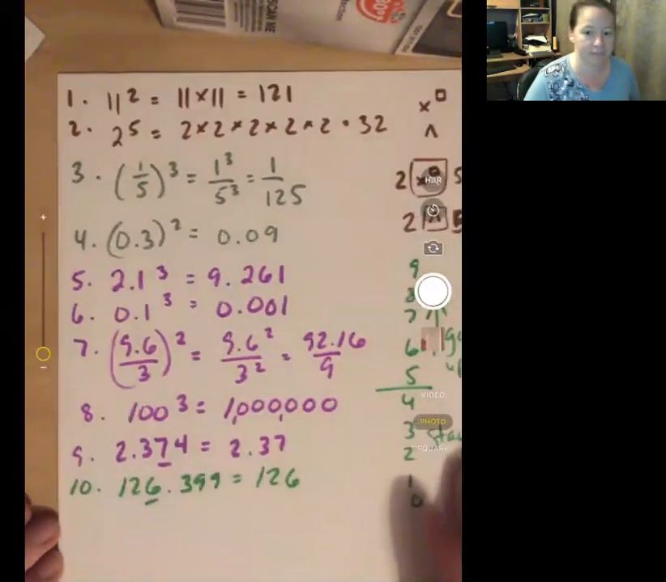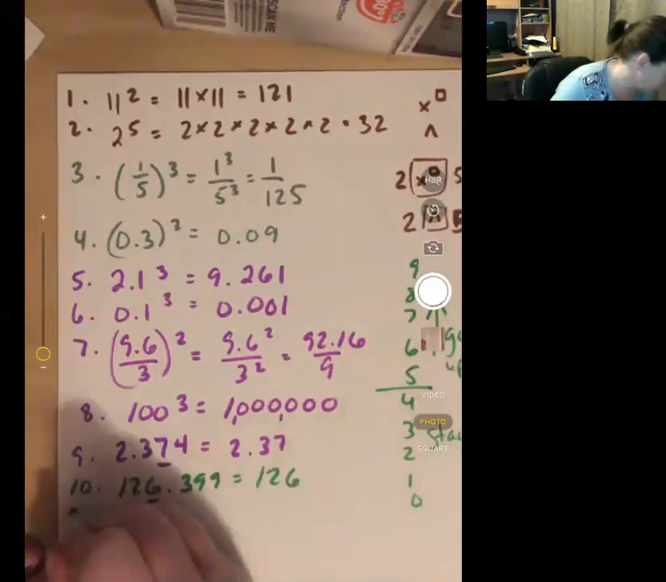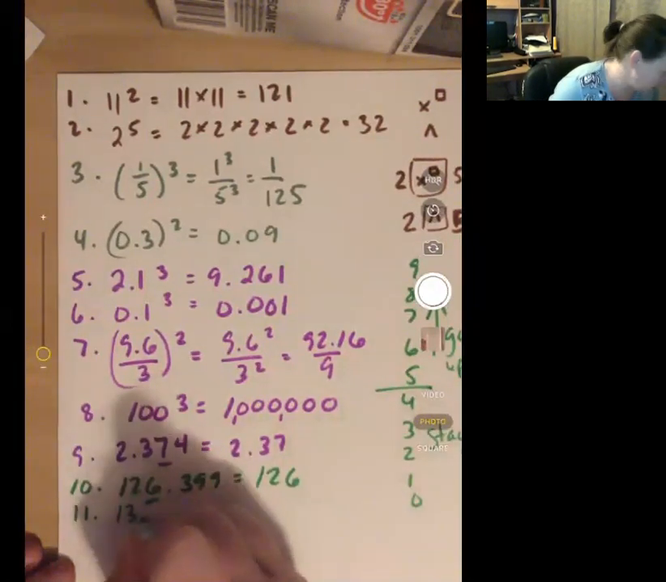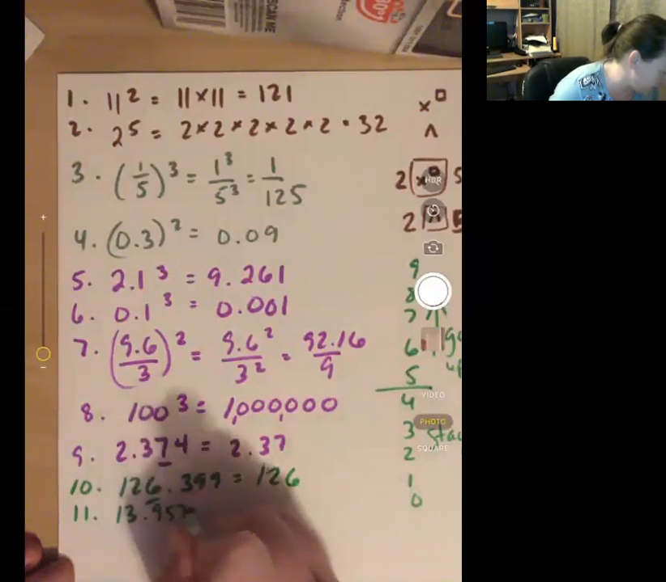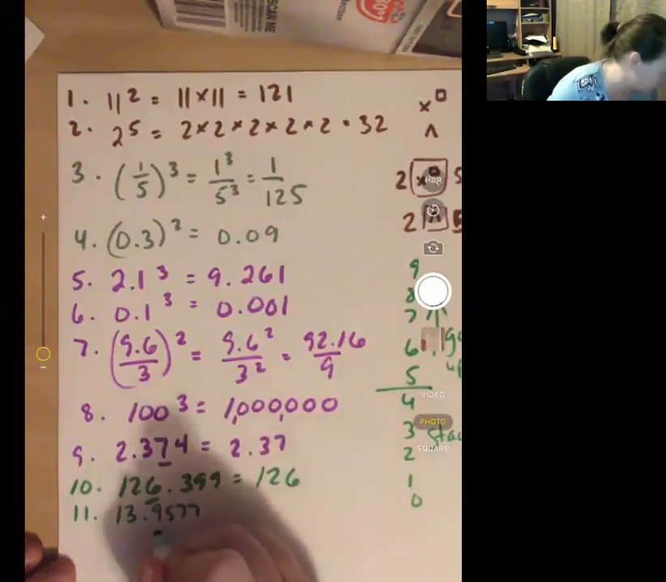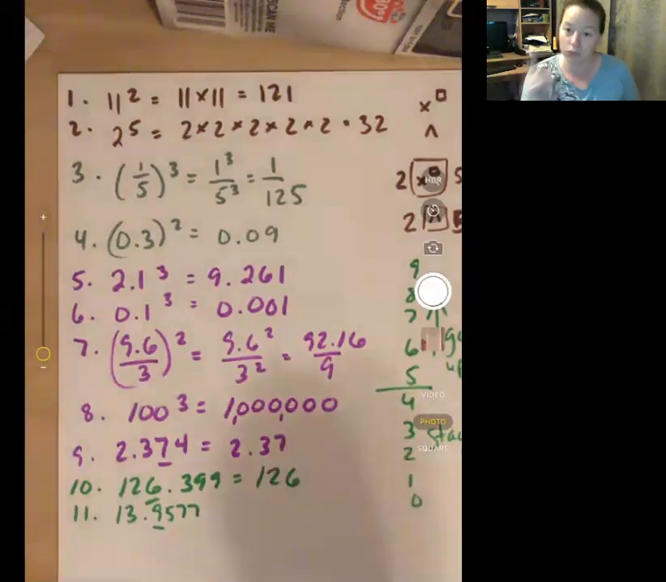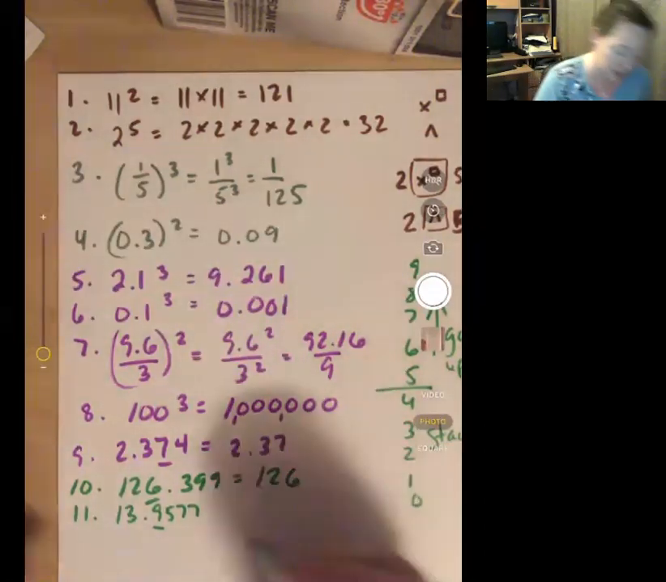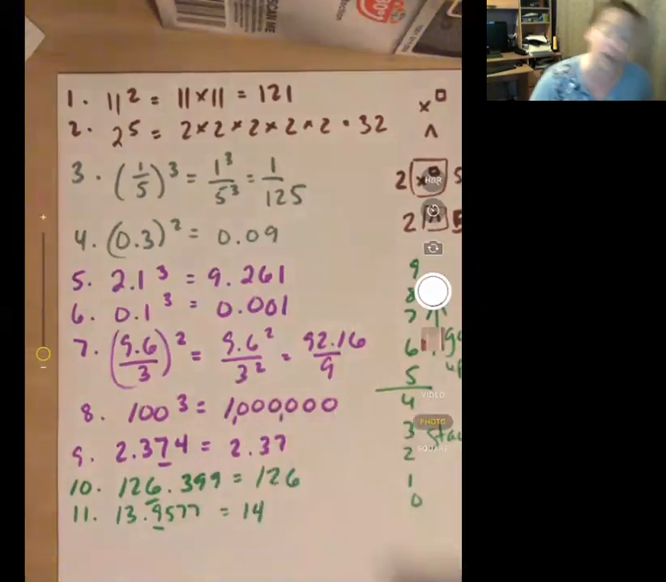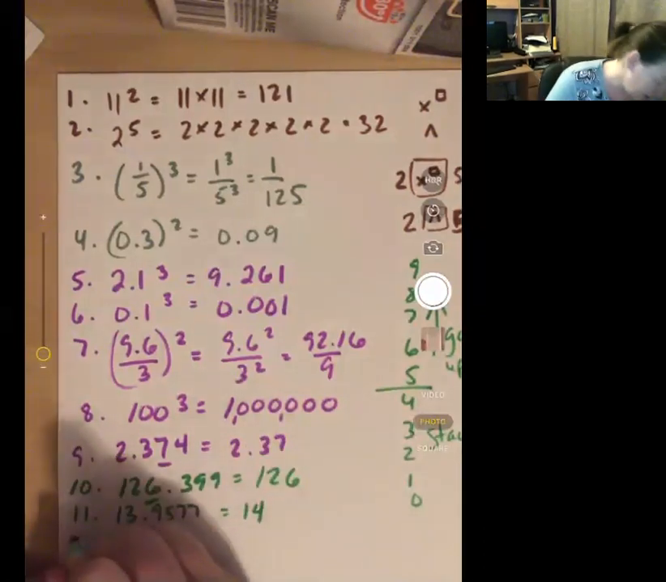Number 11. 13 and 9,577 10,000ths, going to the 10ths place. The 9 knocks on the 5's door. The 5 says go up. The 9 becomes a 10, so that moves a 1 over to the 13, and it actually ends up being a 14.